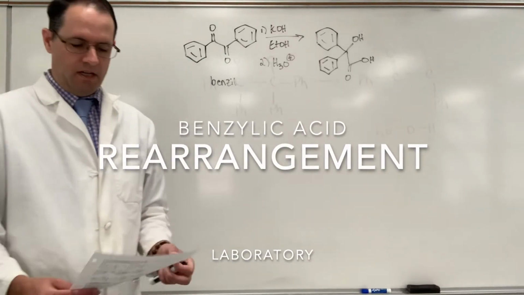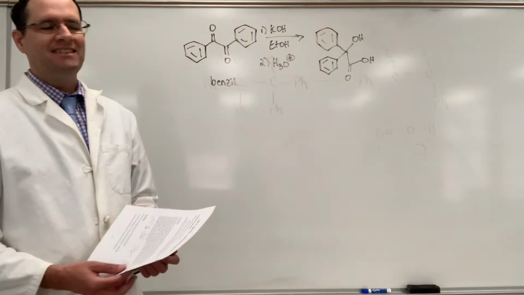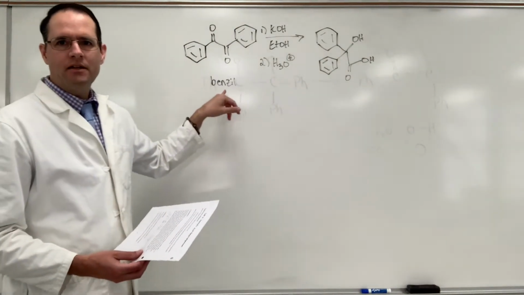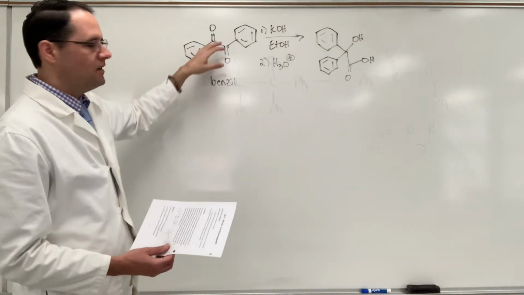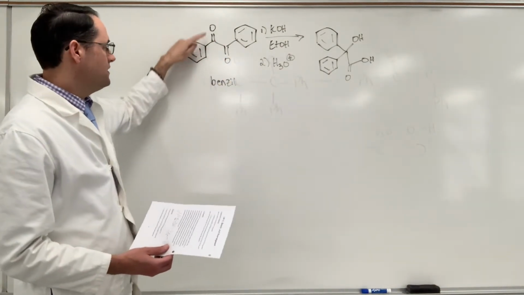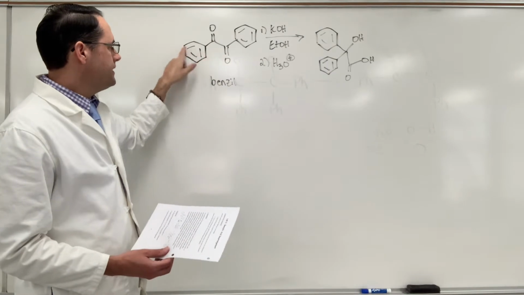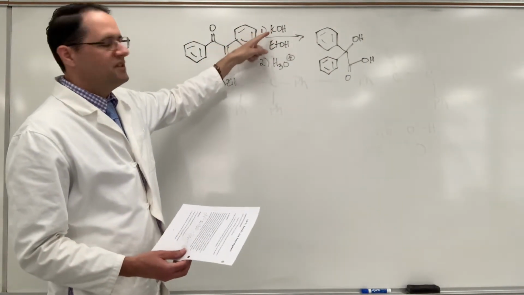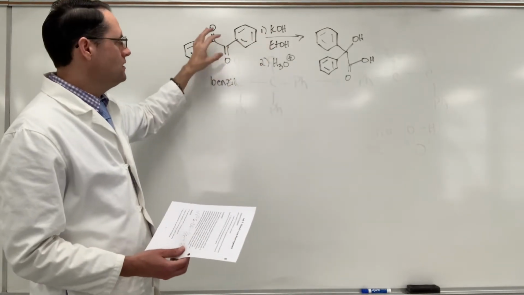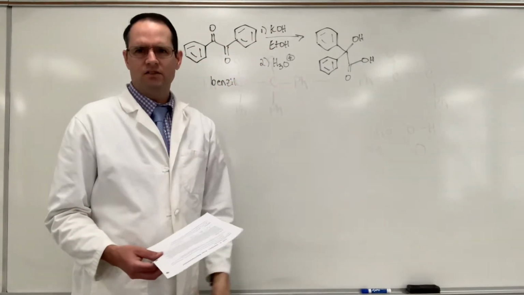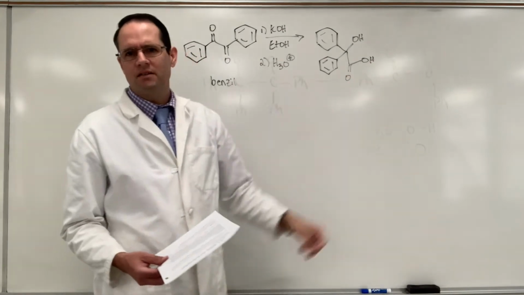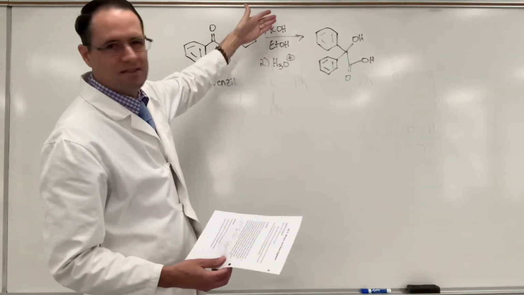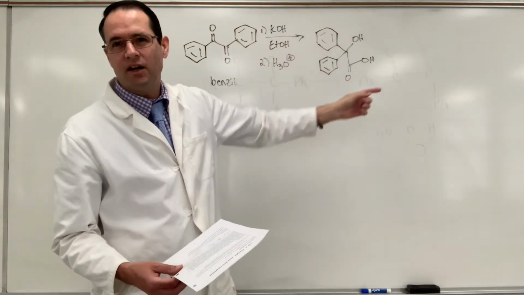Hello and welcome. This is the benzilic acid rearrangement. So we've got benzil. We made that in a previous lab. It's this light yellow compound. It's a diketone and it has two phenyl groups. In the first reaction, we're going to treat this with potassium hydroxide and ethanol. And then the second reaction is just the workup to protonate all the base, right? The hydroxide, ethoxide, and of course the carboxylate.